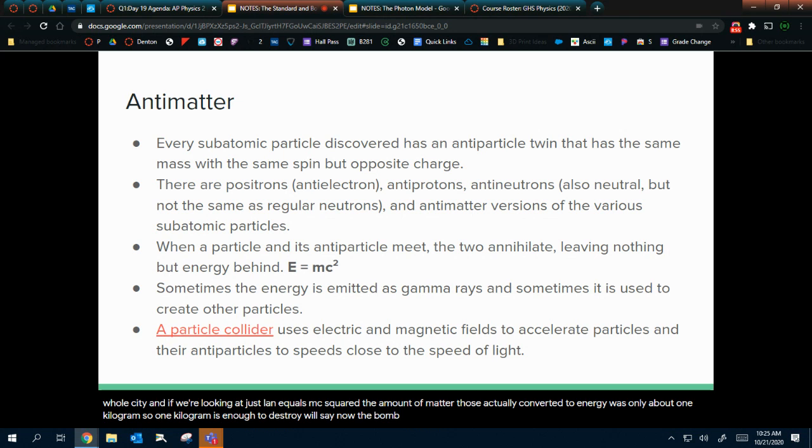Now the bomb was obviously bigger than that. They needed other things to make the explosion occur, but essentially only about 1 kilogram of matter was actually converted in that explosion. When you realize that was basically just 1 kilogram, there's a lot of energy that could come out of E equals mc squared.